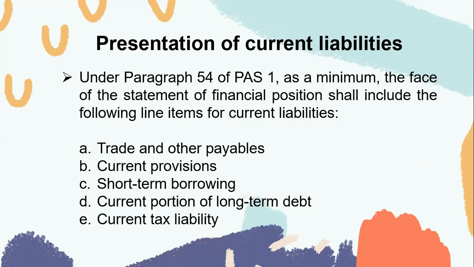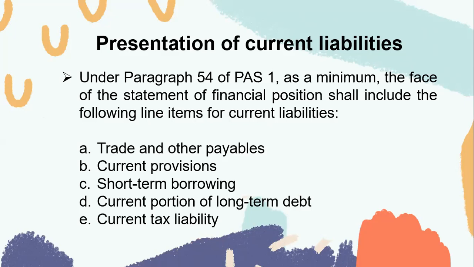So, the presentation of the current liabilities. Under paragraph 54 of PAS 1, as a minimum, the face of the statement of the financial position shall include the following line items for current liabilities. First is the trade and other payables, current provision, short-term borrowing, current portion of long-term debt, and current tax liability.